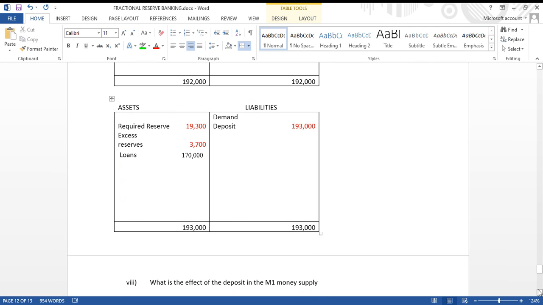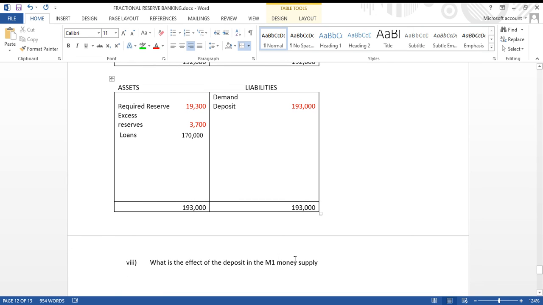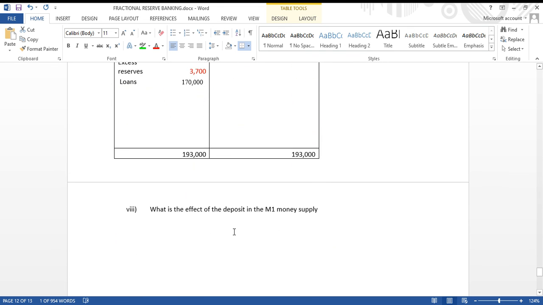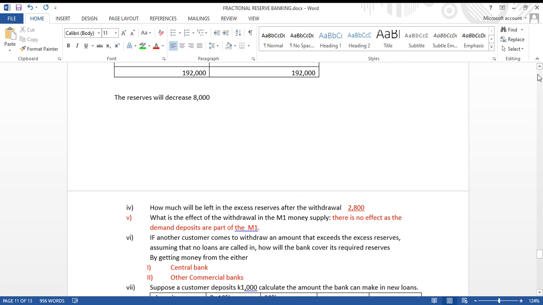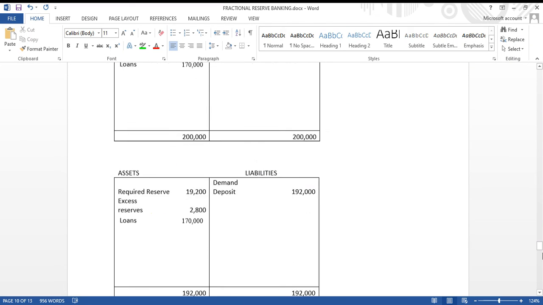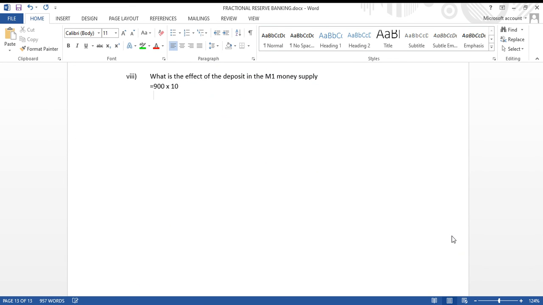Then the next part: what is the effect of the deposit on the money supply? This 900, which the bank can use as loans, we're going to multiply it by the money multiplier to see the total amount of money that will be created in circulation. So we say 900 times the money multiplier. The money multiplier we found was 10. So 900 times 10 gets 9,000.